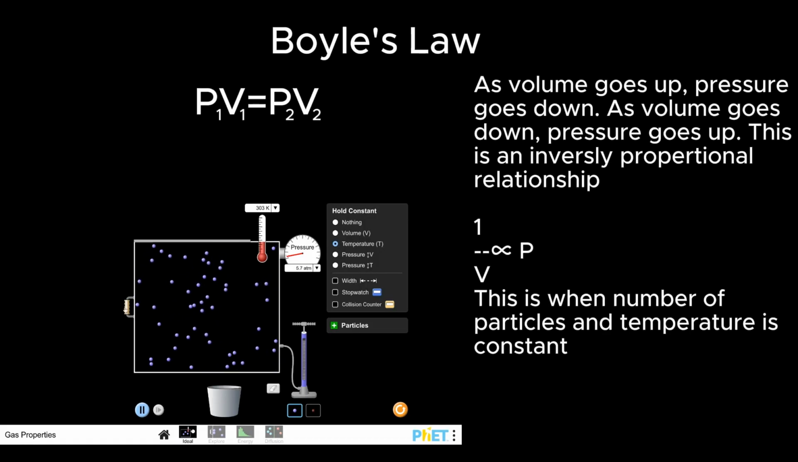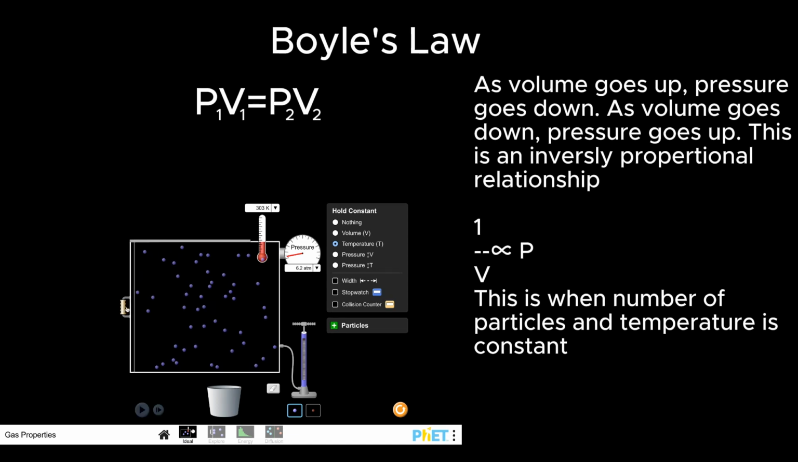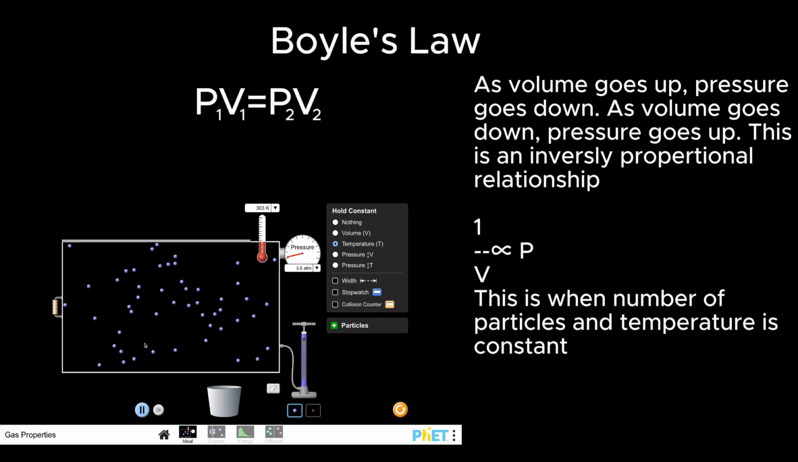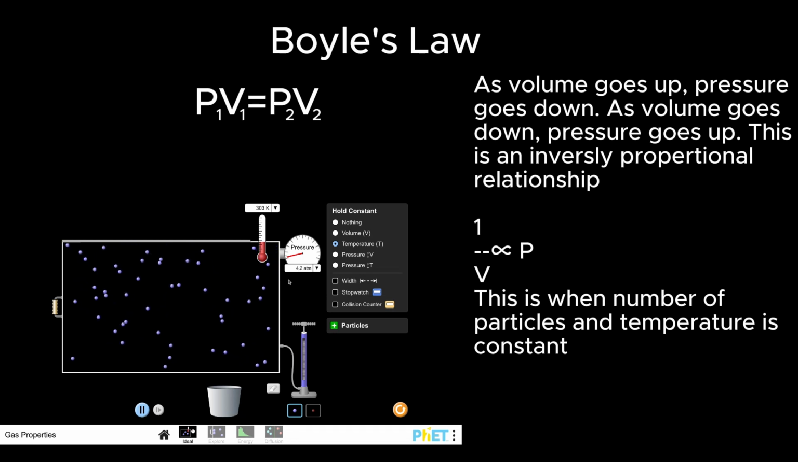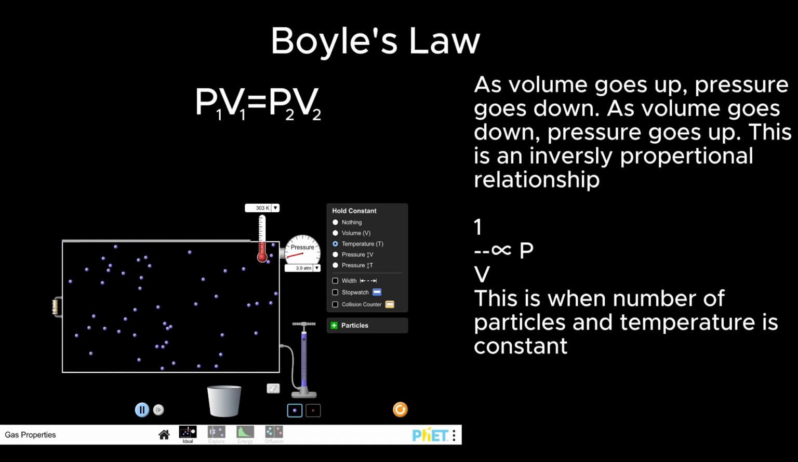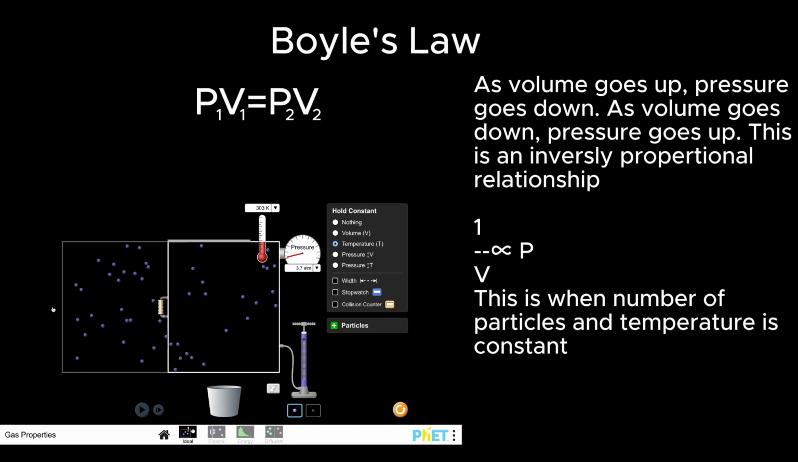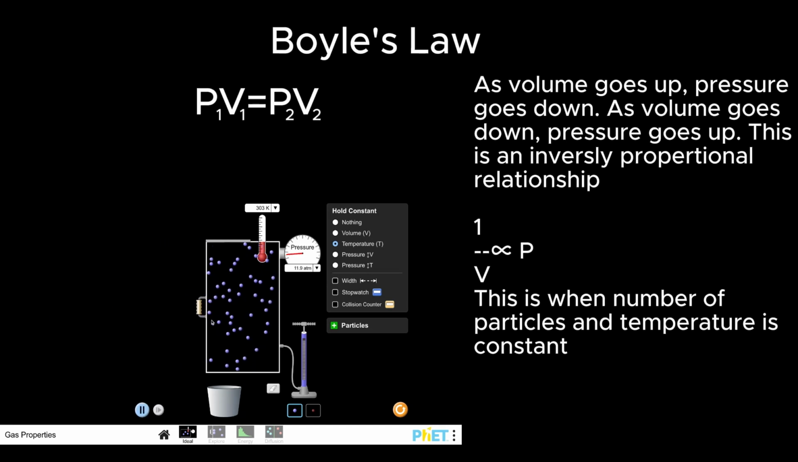What this basically means is that if you increase the volume of a container, then the pressure will go down. But if you decrease the volume of a container, the pressure will go up, because when you decrease the volume, the gas particles will hit the wall more often, as the size of it is lower, so the time it takes for the particles to hit the wall is lower.